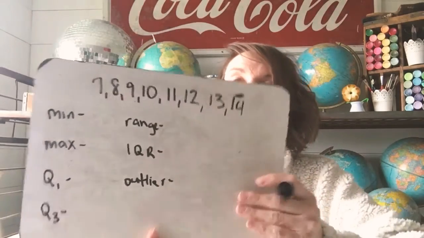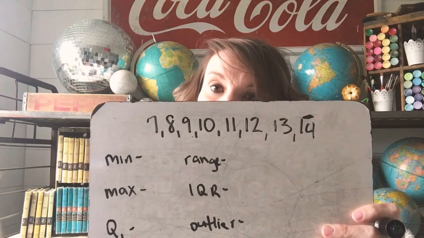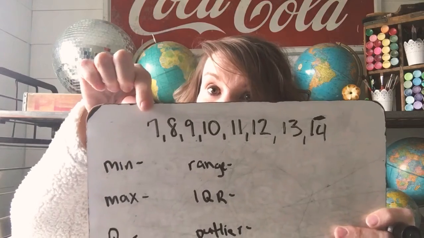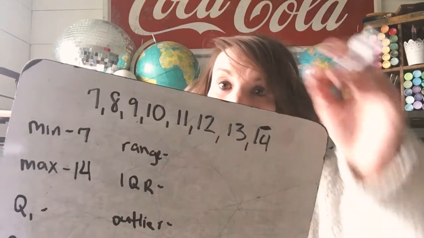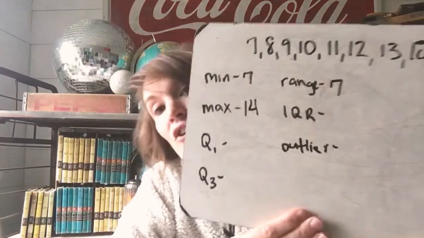So first, I order the data. Okay, look at this set of data. What do you think the minimum and the maximum are? The minimum is 7 and the maximum is 14. Yay! We could also go ahead and figure out the range. The range is the maximum minus the minimum. So 14 minus 7 is 7. Boom! Killing it. Okay, so now let's look at first quartile.